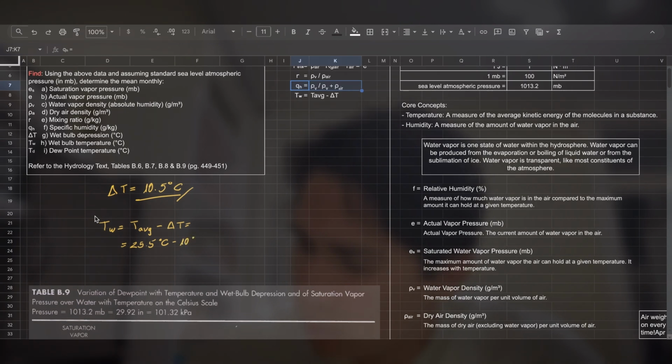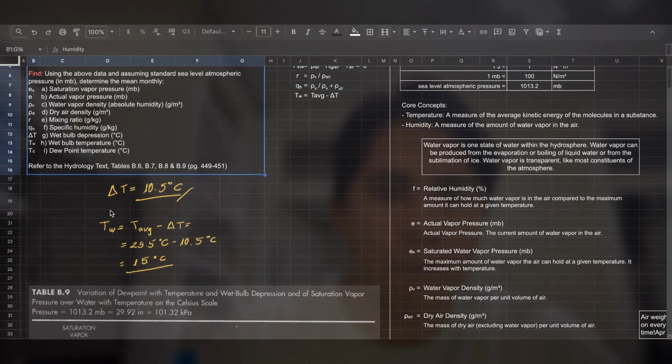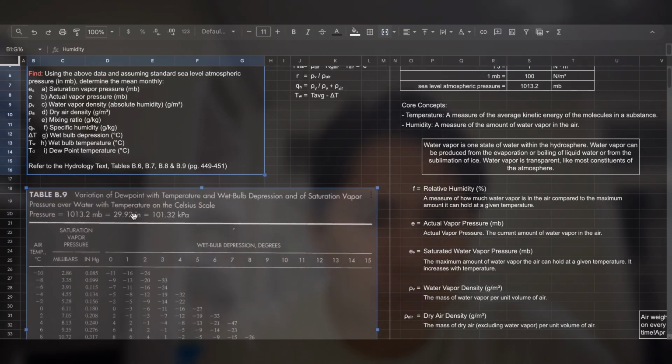10.5 degrees Celsius. And this will be about 15 degrees Celsius. And that's the answer for the wet bulb temperature. Based on that, we can also find the dew point temperature, which will be the last part, I. For that, we'll need table B9 again.